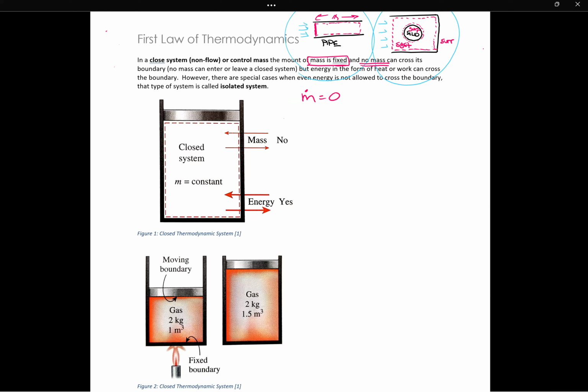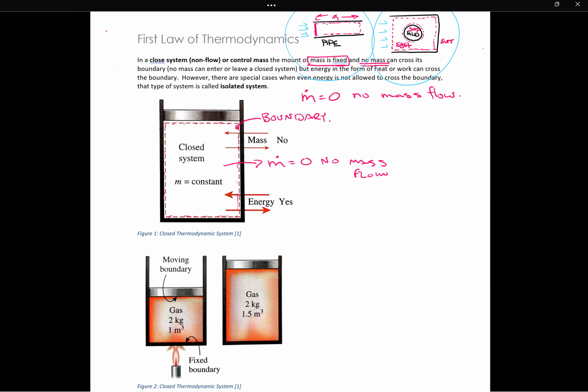It means that the amount of mass is fixed, no mass flow. Remember, the dot means flow, m means mass. No mass can cross that boundary. So here you have a boundary. The first step in any thermodynamics problem is to define a system and its boundary. So here we have our system, and we see that m dot equals 0. No mass flow. We also have to recognize this is the boundary.